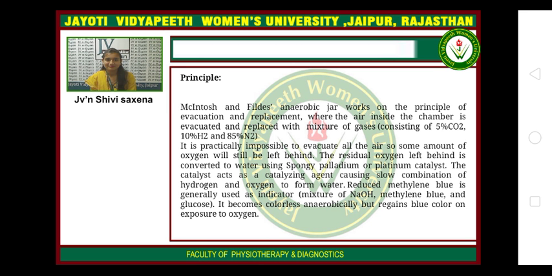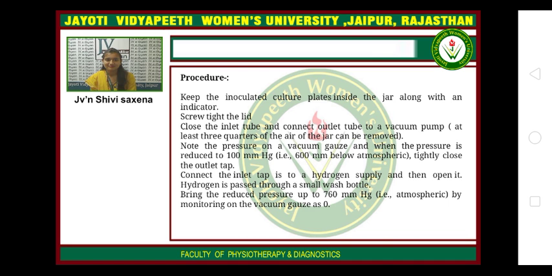Reduced methylene blue is generally used as an indicator, a mixture of NaOH, methylene blue and glucose. It becomes colorless anaerobically but regains blue color on exposure to oxygen.